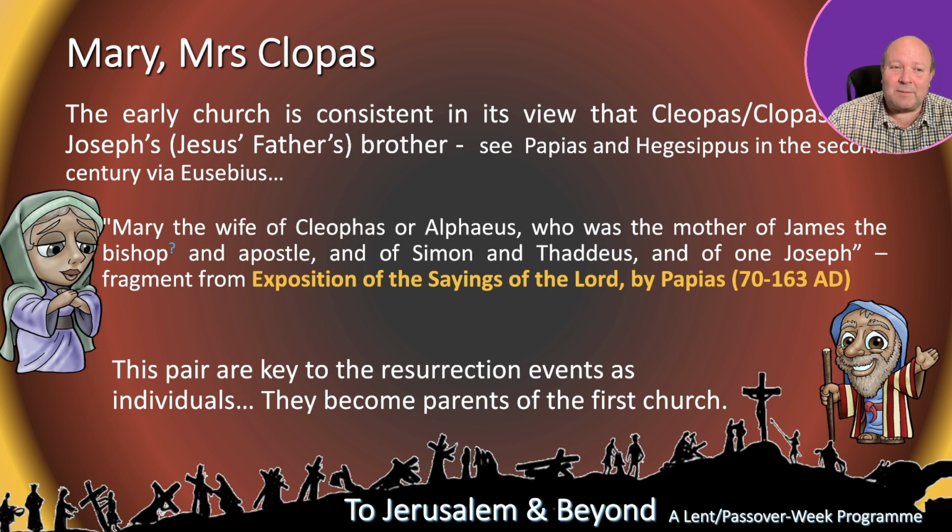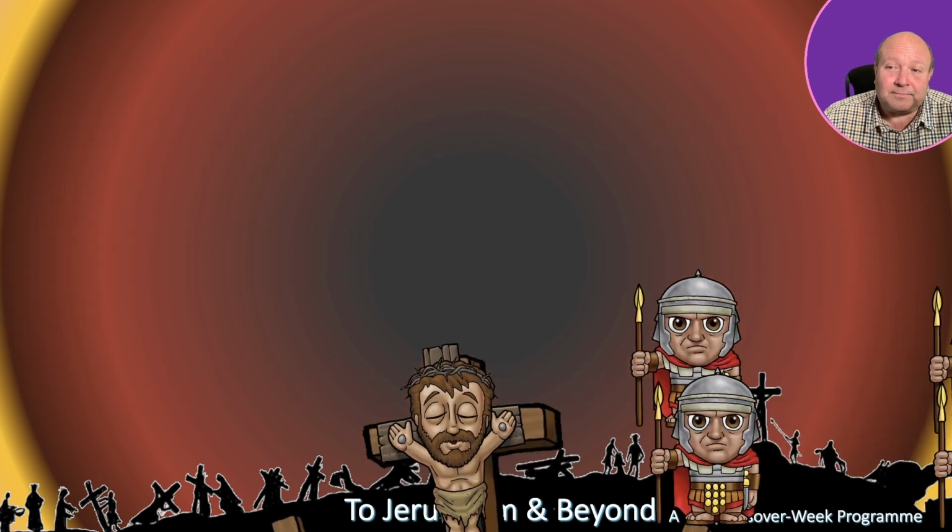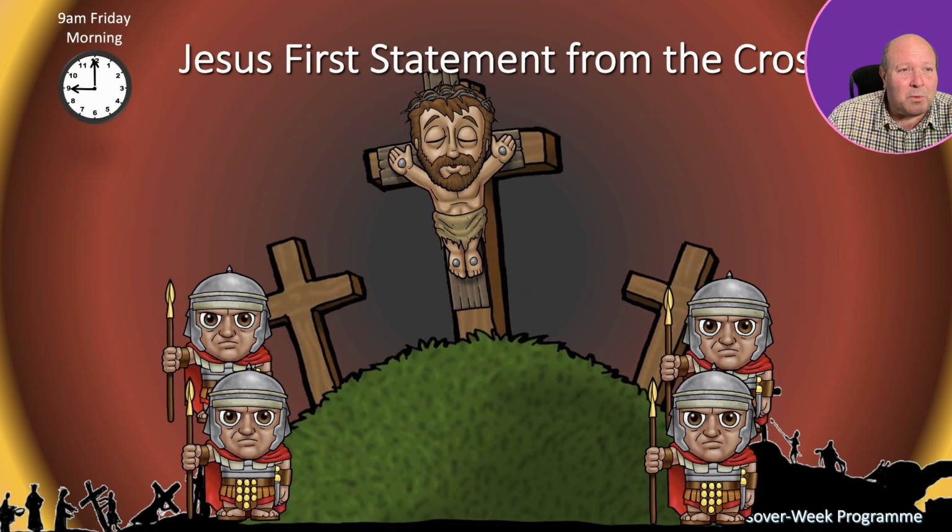And they become a key pair in the resurrection events. They also become parents to the early church. They don't just appear in Luke's gospel, they're also in Mark's gospel. They're not named in Mark's gospel in the same way, but the events they're involved in play out. So while Jesus is on the cross, it's about 9 a.m. now. We know that because we're told in the Synoptic Gospels that he's crucified at around 9.